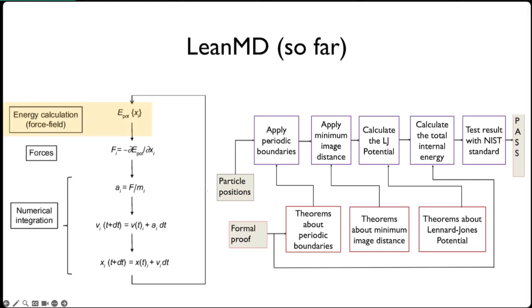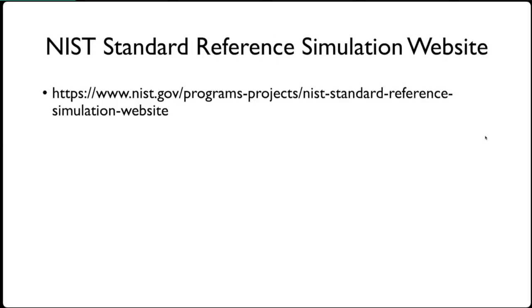And the general flow is we apply periodic boundaries. We apply minimum image distance. We calculate the Lennard-Jones potential, get the total energy of this system, and we can have theorems, and we can have proofs about these functions. And that's something you can't do in any other code, which is really neat. In our case, we're also testing this against a standard. The National Institute of Standards and Technology has a NIST standard reference simulation website that has systems defined and the answers that that system should provide.